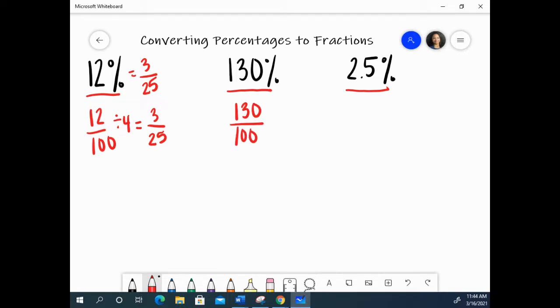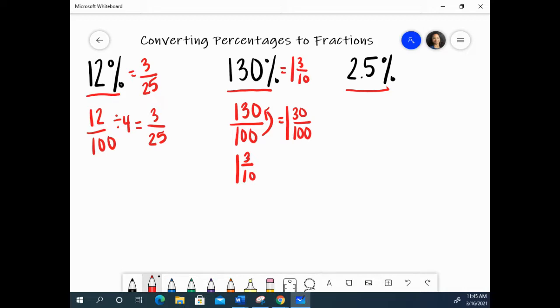Now I do notice that this is an improper fraction. So I'm going to see how many times 100 can go into 130. It can go in one time with 30 left over, and we still want to use our denominator, which is 100. Now looking at this fraction part right here, the 30 over 100, that could be simplified as well. So I'm going to still keep my whole number as 1. I know that 10 can go into 30 and 100, 10 can go into 30 3 times, and 10 can go into 100 10 times. So 130% as a fraction would be 1 and 3 tenths.